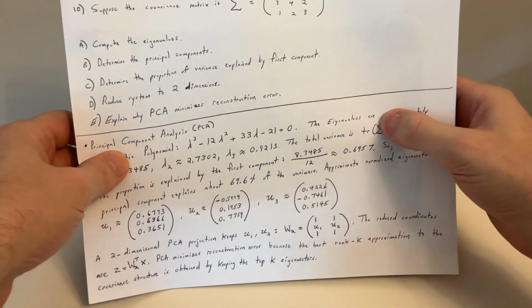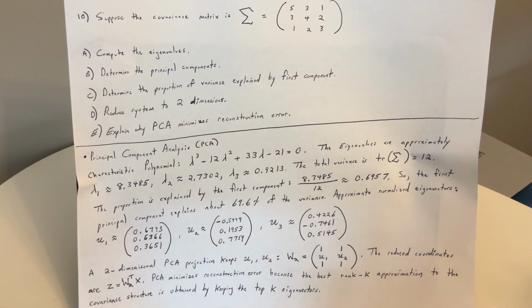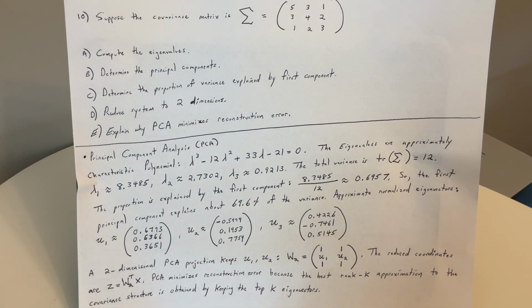Number 10, we're given the following covariance matrix, sigma equals first row 5, 3, 1, second row 3, 4, 2, third row 1, 2, 3. So part A, compute eigenvalues. Part B, determine the principal components. Part C, determine the proportion of variance explained by the first component. Part D, reduce the system to 2 dimensions. And Part E, explain why PCA minimizes reconstruction error.